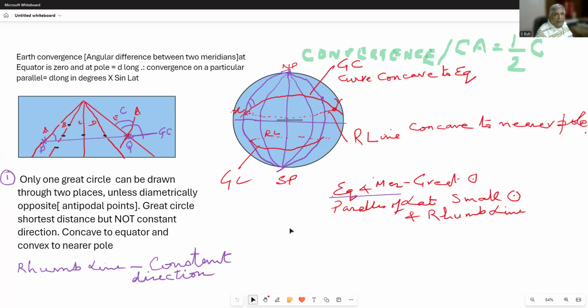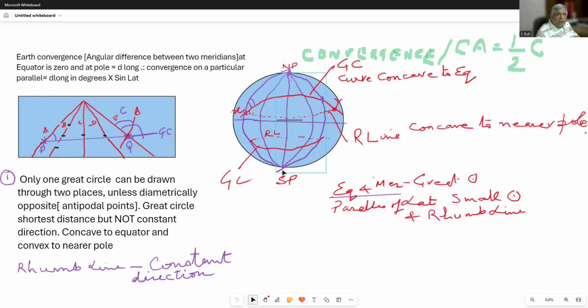Now, let's get back to the navigation and the earth. What is a great circle? A great circle is a circle on the surface of the earth whose center and radius are the same as that of the earth. For example, this black one is one great circle. Equator is another great circle. The properties of the great circle are that between any 2 points, let's say X and Y on the earth, only one great circle can be drawn. And a great circle divides the earth into equal halves.